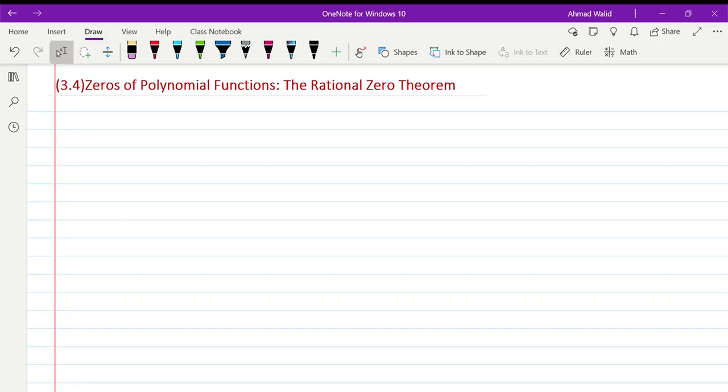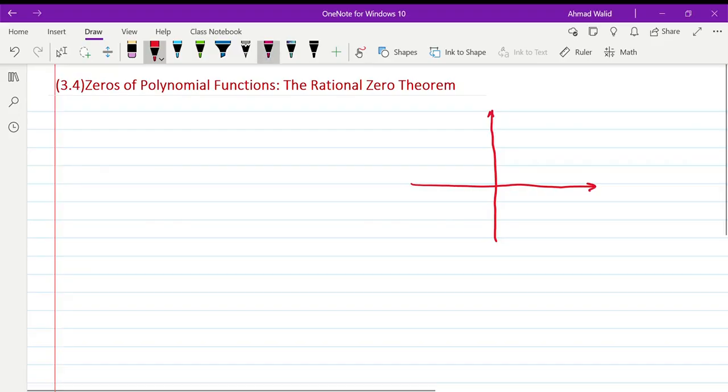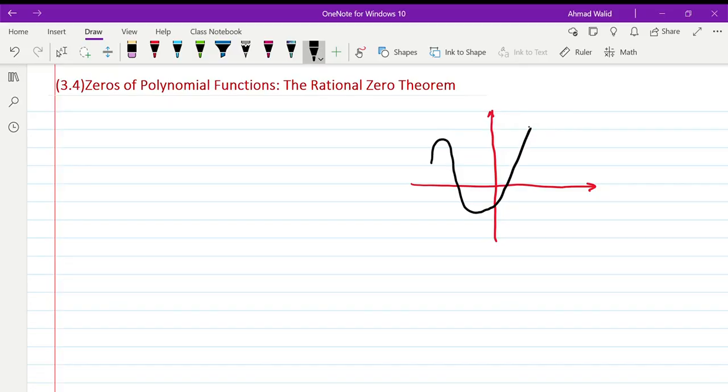What are the zeros of a polynomial function? We even discussed it before. If I have, for example, a polynomial function, let me graph a function here for you, maybe something like this. Let's say this is the graph of one of the polynomial functions. The x-intercepts of your graph, we called them the zeros of the function, correct? And we discussed before how to find the zeros.